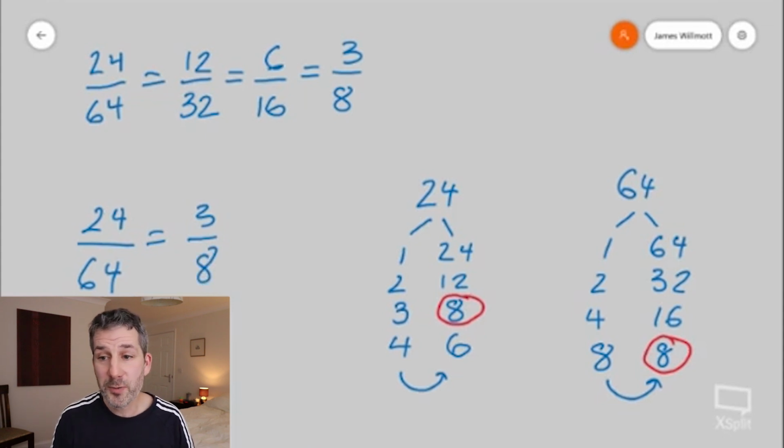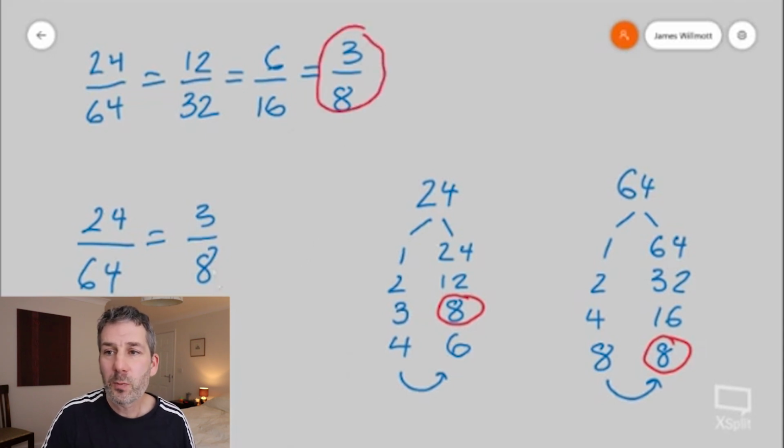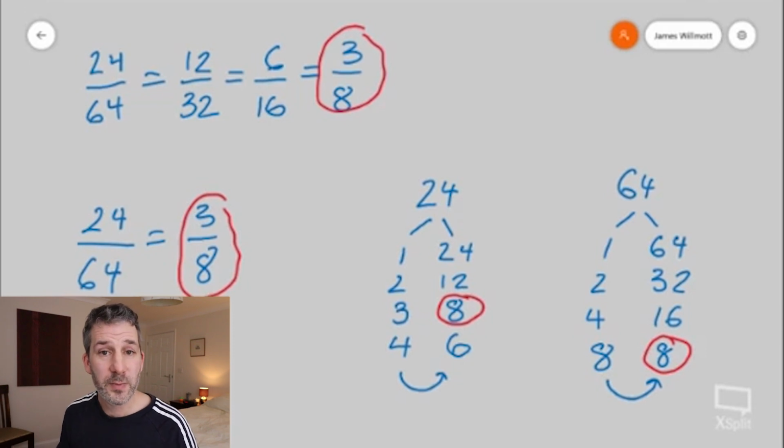We knew that already because we just worked this question out the other way. But just to show, it doesn't matter which route you go, you will get the same answer. And it's just whichever one you find easier. I would say the second one is really what you want to ultimately be able to do.